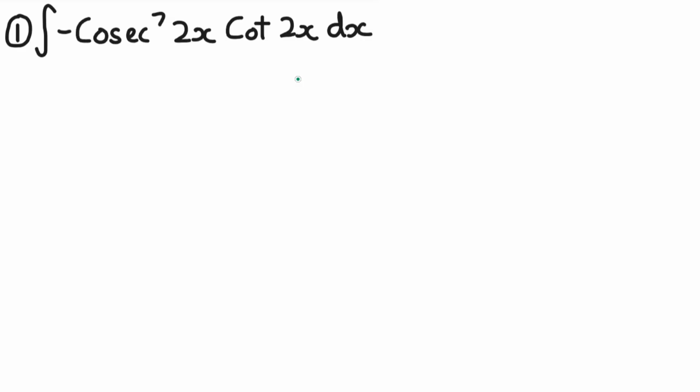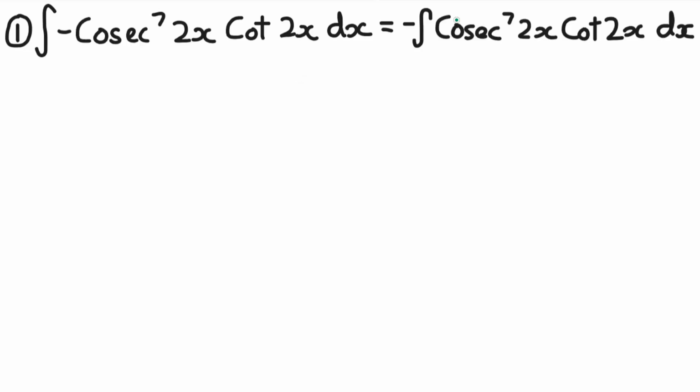Okay, so for the first one, we have to integrate minus cosec to the power of 7 2x, and then cot of 2x. And I'm going to take this minus outside the integral like this here, so we're just left with this integral here that we have to do. So let's consider the two clues in order to use the reverse chain rule.